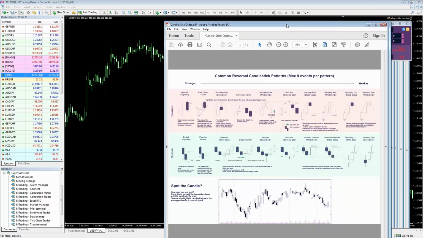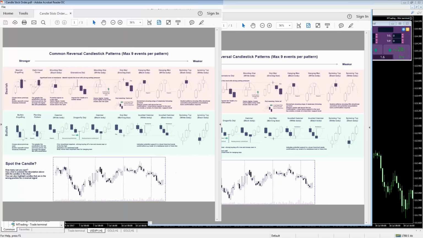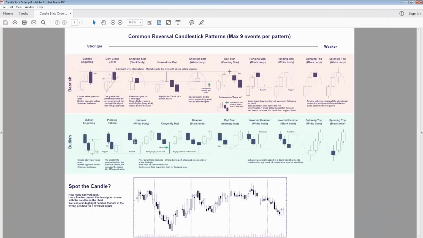Going into this PDF here, I have this PDF. This PDF is an awesome PDF. So it's showing me those common reversal candlestick patterns. Remember, 9 events. So ideally, you're looking at 9 events. And I've got the strongest signal to the weaker signals. The weaker signal doesn't mean that you can't take a trade based on that. You can, but there are stronger candles that give you more of a confirmation of a potential reversal.